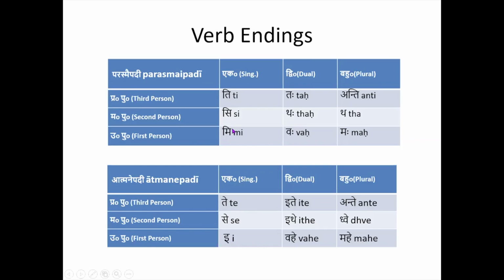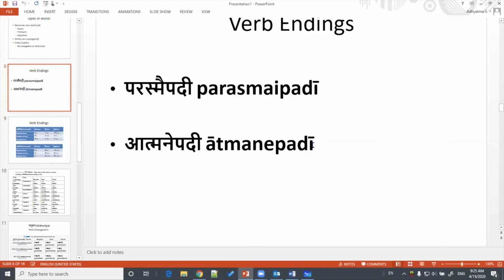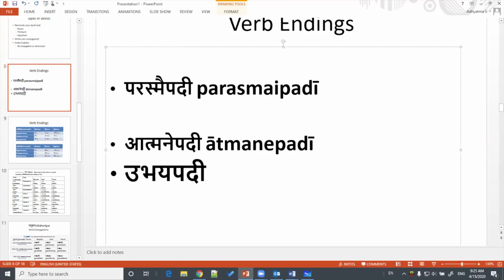So there are some verbs mentioned in dhatu kosha which take parasmaipadi endings. There are some verbs which take atmanepadi endings. That part is mentioned in dhatu kosha, which verb takes which ending. And then there are some verbs which can take both endings actually. So those verbs are called, I'll write the name here, Ubhayapadi.